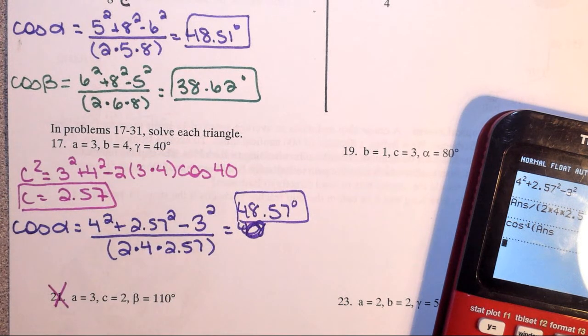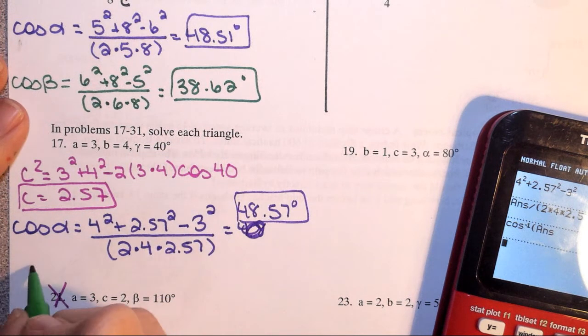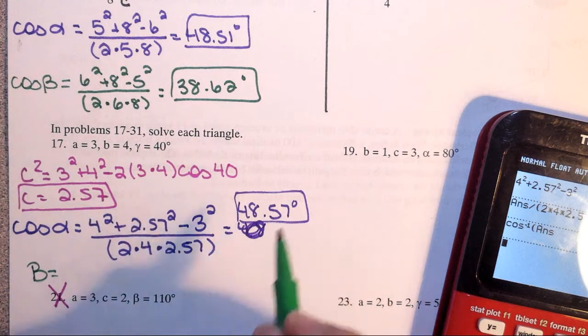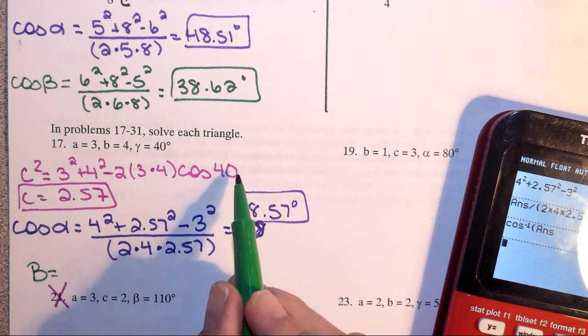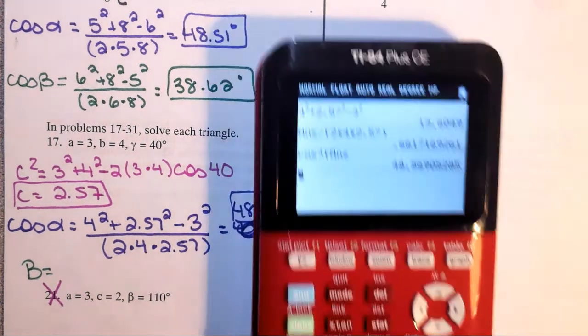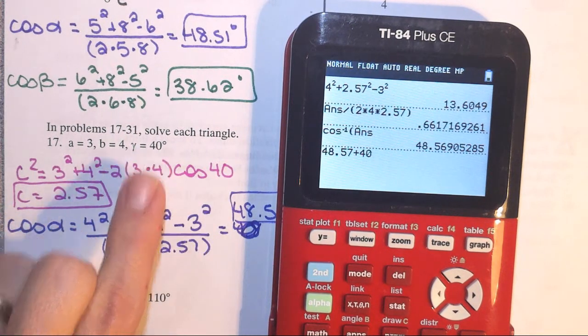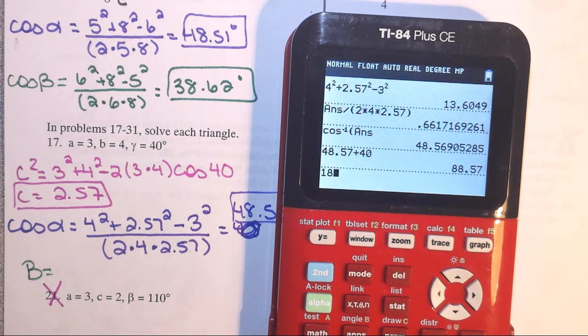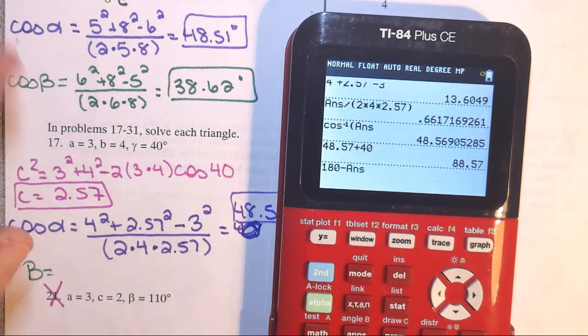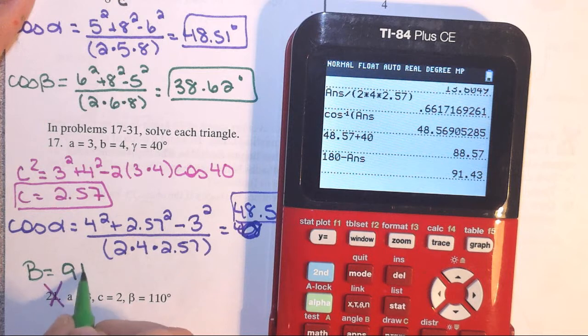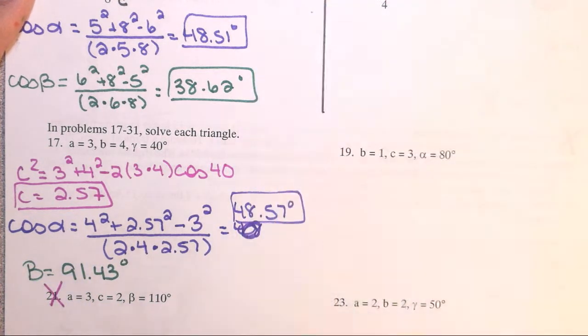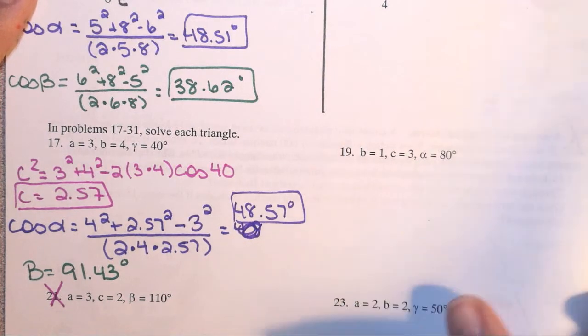So I know what C is, I know what alpha is, I know what gamma is, so to find my missing one, to find beta, we're going to add our angles. Remember I have 48.57 and 40. I'm going to subtract those from 180. So 48.57 plus my 40, my original angle. I take that and subtract it from 180. So my missing angle is 91.43 degrees. And you're going to do the exact same thing for 19 and 23.